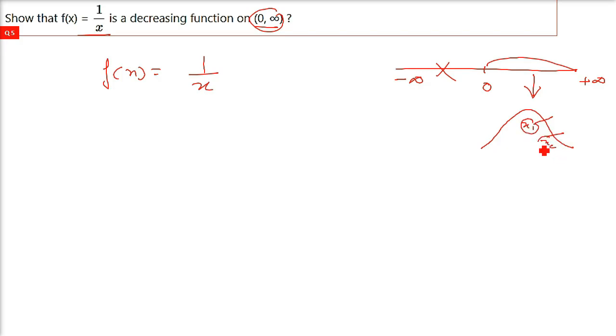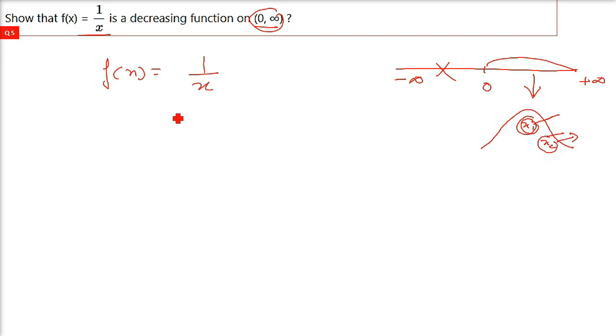This function will have some graph. It will follow a certain rule, a certain path. And on that path, in this 0 to infinity, you will see a downhill scenario. So x1 is less than x2, but f(x1) and f(x2) hold a different relationship. That is why it is decreasing. You'll just see it now.